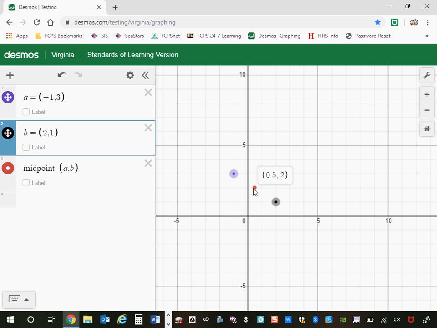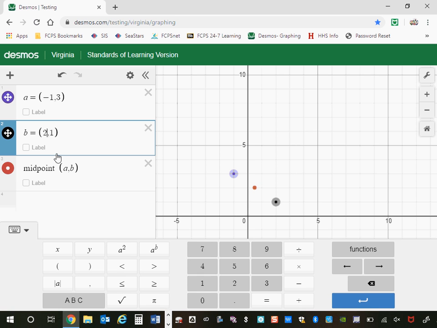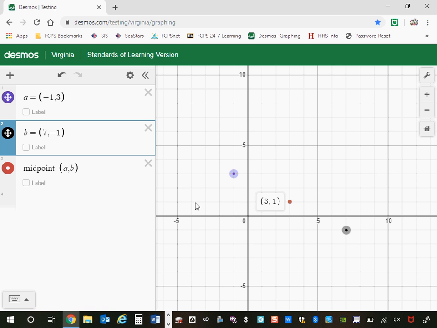No. Nope. Gave me 0.52. So cross out the second option. Now we know that the third option is right because we just solved it a different way, but let's type in 7, -1. If I look at my midpoint, do I get 3, 1? Yes, so that is my answer.